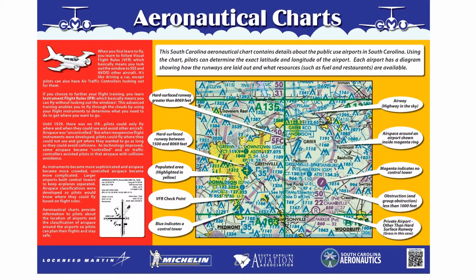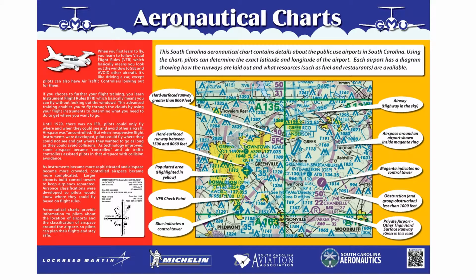They show things like hard surface runways greater than 8,069 feet, hard surface runways between 1,500 and 869 feet, populated areas, VFR checkpoints. Blue indicates a control tower on some of the symbols. Airway, which is like a highway in the sky. Airspace around the airport shown inside a magenta colored ring. Magenta indicates no control tower.